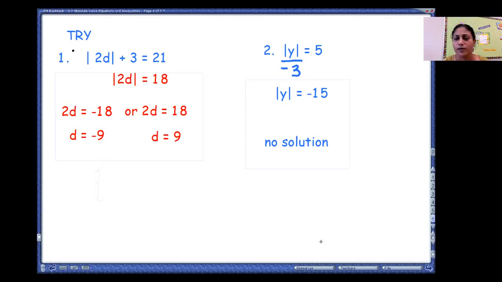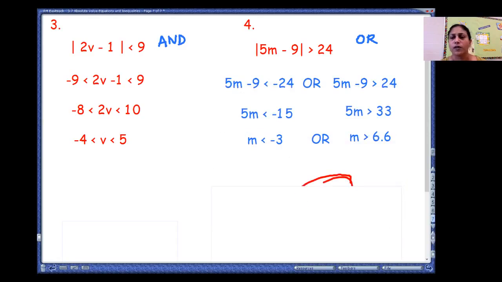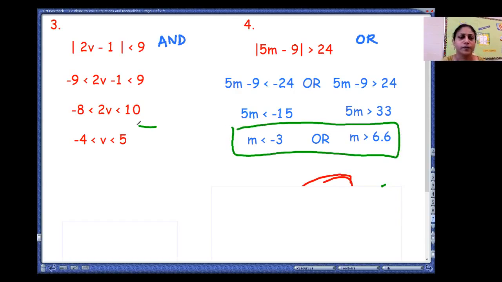Oops, the ink is some crazy color. Here we go. It's -9, comma, +9. Here it is no solution. Number 3, try this one, and you should get an inequality. And for this one, you should also get an inequality. These, by the way, are your final answers. It's a little messy, but these are your answers.